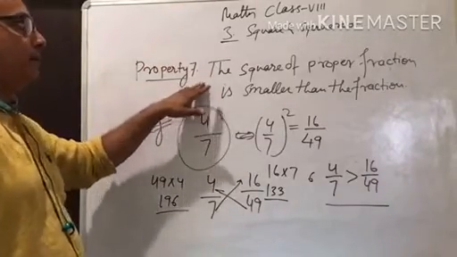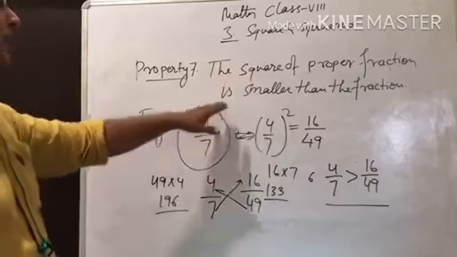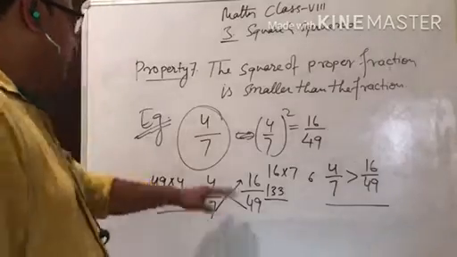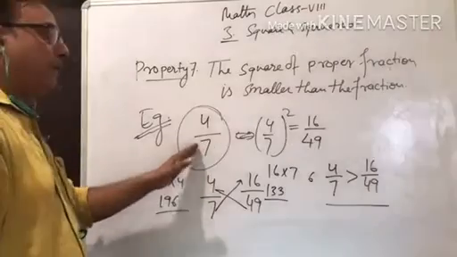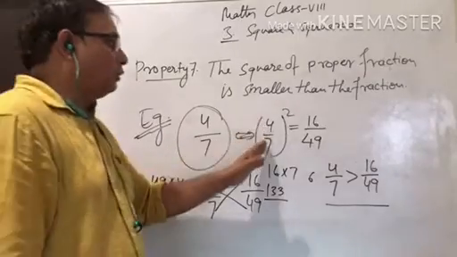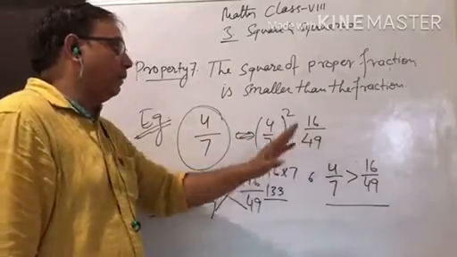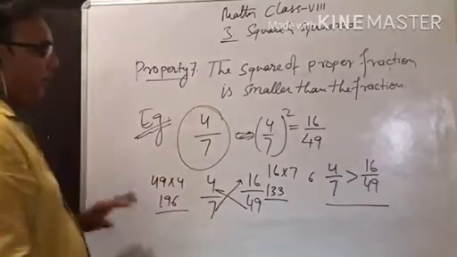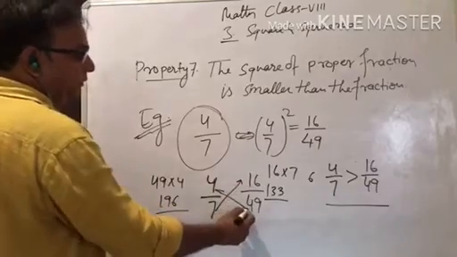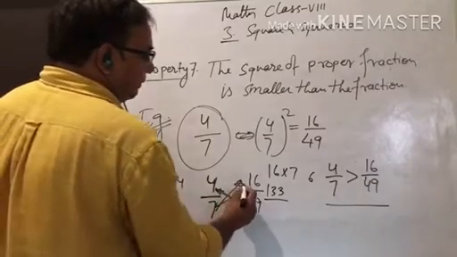The property number 7: the square of a proper fraction is smaller than the fraction. I will just take an example. 4 upon 7, and square this. This is the fraction 4 upon 7, and the square of 4 upon 7 is 16 upon 49. Then we have to compare it, writing like this and just cross multiply: 49 times 4 and 7 times 16.